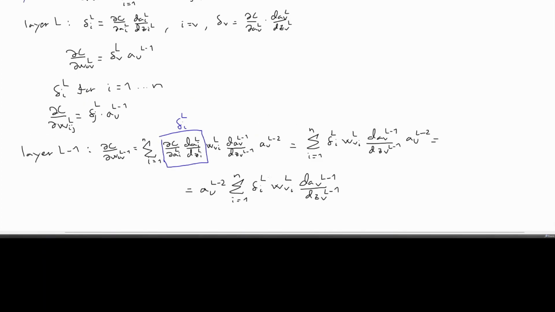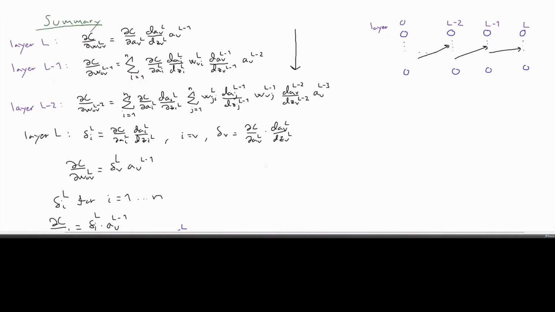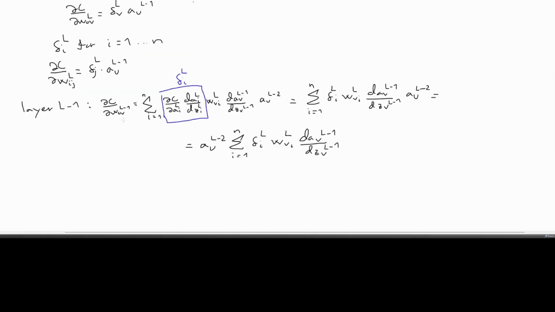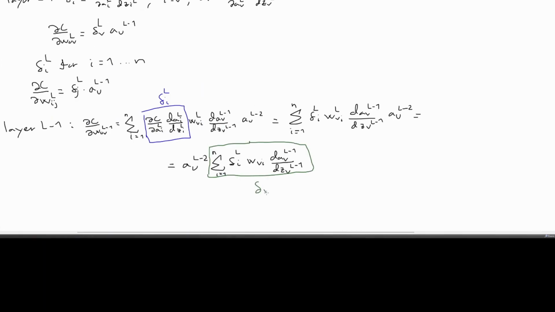Now, if you consider this part of the sum right here, it reappears in the derivative calculation at layer L minus 2. And in addition, this part has already been computed. So let's try to take advantage of that somehow. Going back to our derivative calculation for layer L minus 1, let's define a new intermediary value as delta V of L minus 1.